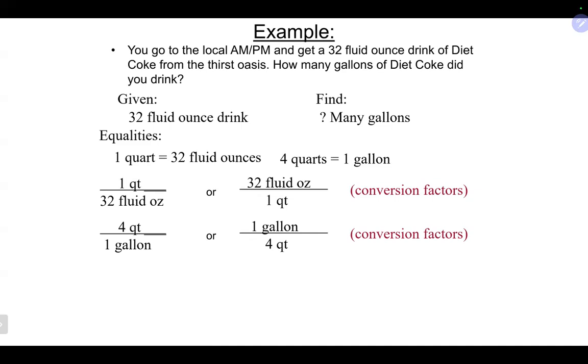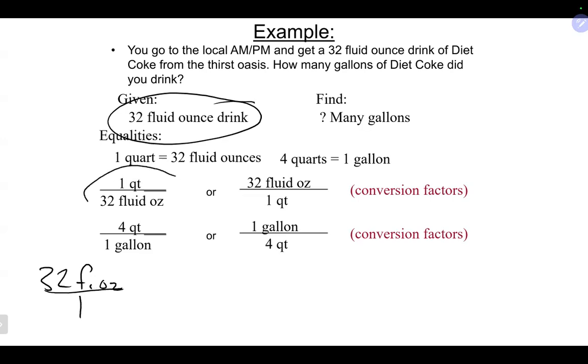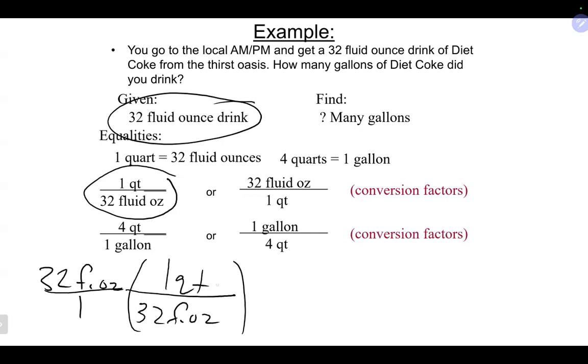Let's take a look. So again, we're going to start with what was given, which is 32 fluid ounces. Once again, not written as a fraction, but basically fluid ounces are up on top. So we want to go opposite to get rid of it. So we would want to use that as our first conversion factor, which would be 32 fluid ounces is 1 quart. If I stopped the calculation right at this point, fluid ounces would cancel out and I would be left with units of quarts, which is close to what I want, but I want gallons.